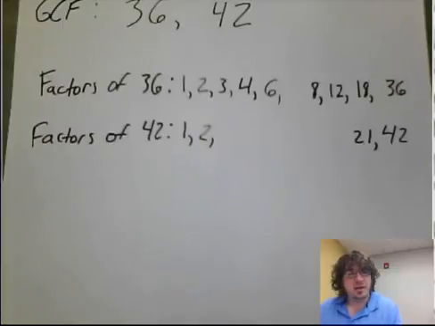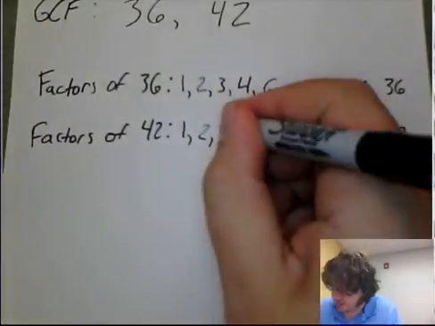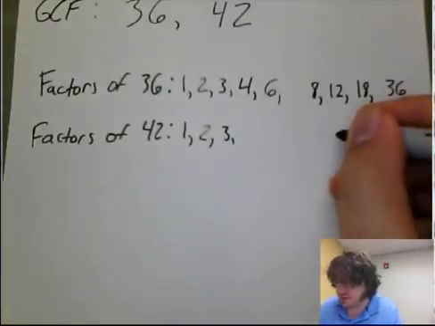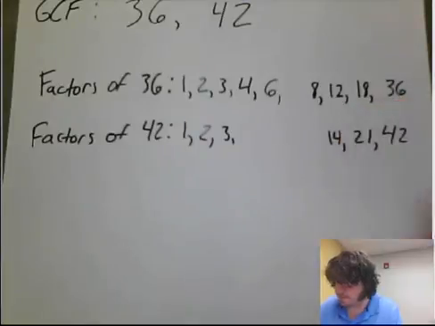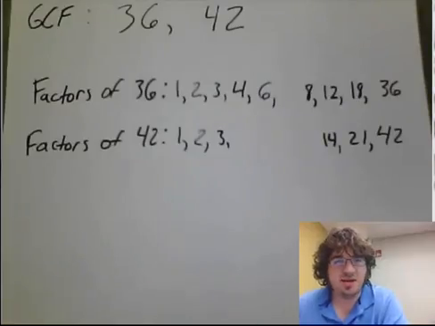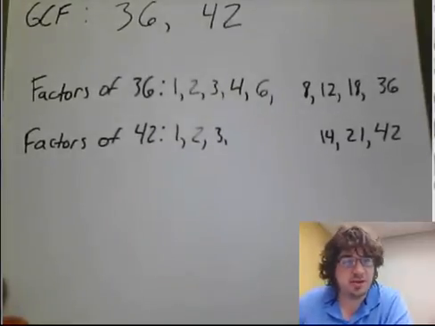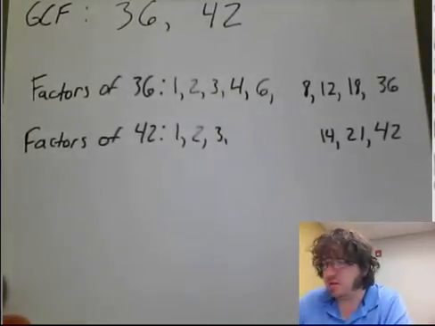Is 42 divisible by 3? Yes, it is. So 3 is a factor. 3 times what gives us 42? That's 14. Sorry, I had a little problem there. So like I was saying, 3 and 14 are both factors of 42. We need to look for other factors.